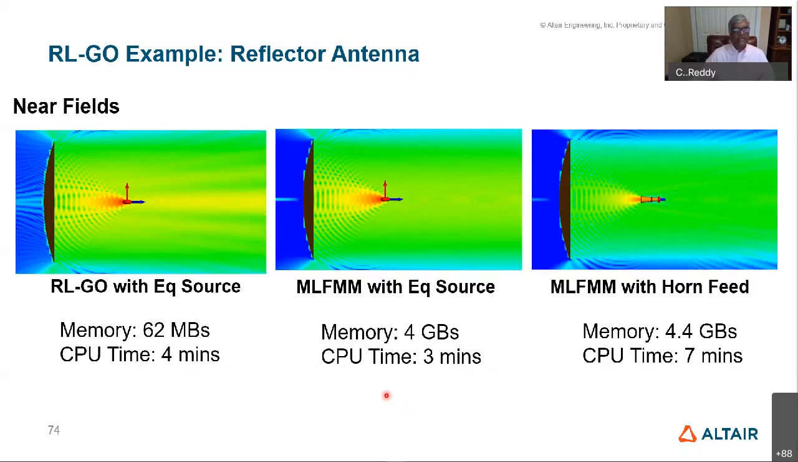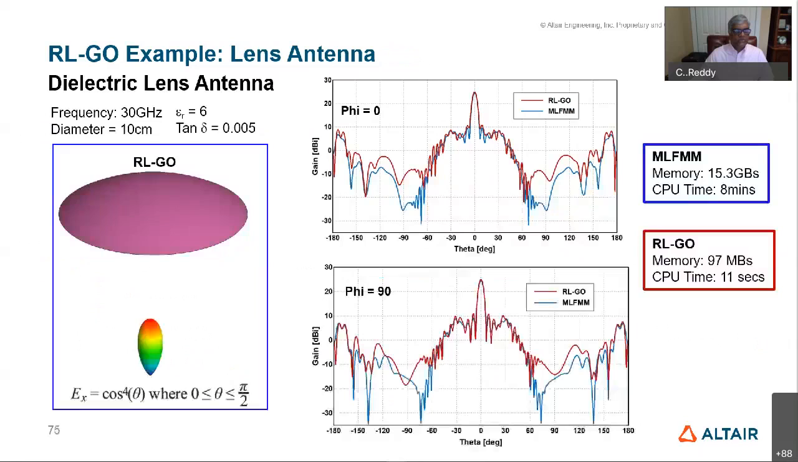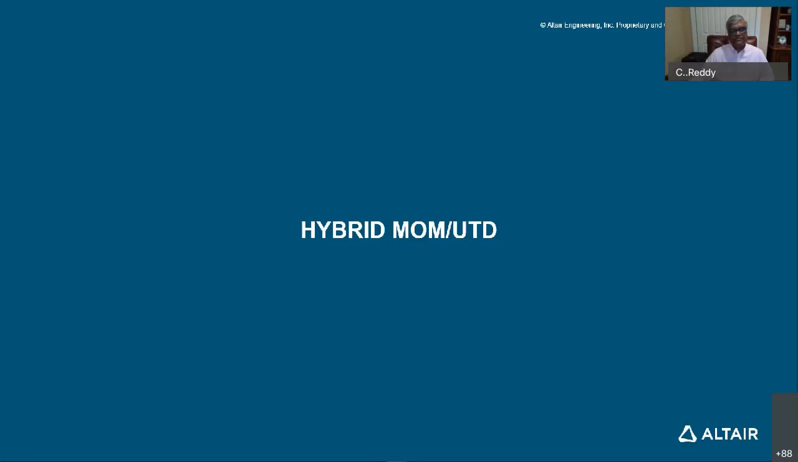Again, here we're not saying jump on RLGO for every problem. Obviously, you want to start with the full solution. When you run out of memory, you can go to RLGO or even physical optics and ray launching for that solution. Of course, where RLGO shines is when you have a dielectric lens type of antenna, and you can use an equivalent source and be able to compute. Again, this is not the solution we would like to apply when you are able to afford the memory and time. Only when you don't have the memory and time would you apply it. So 15 gigabytes reduced to 97 megabytes, 8 minutes to 11 seconds of solution.